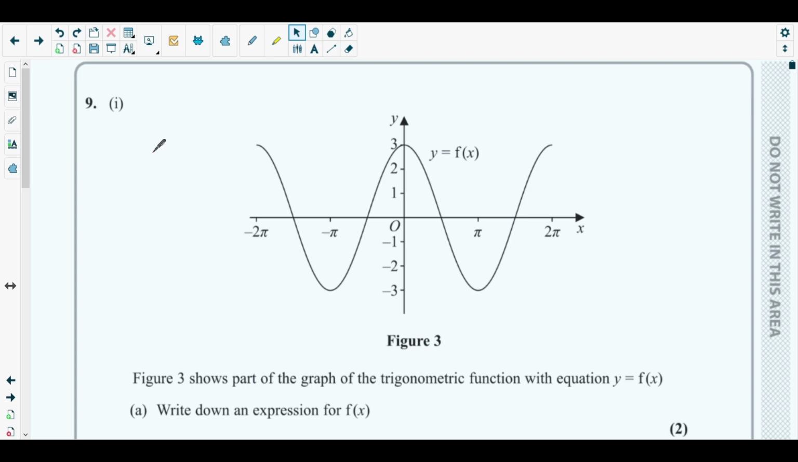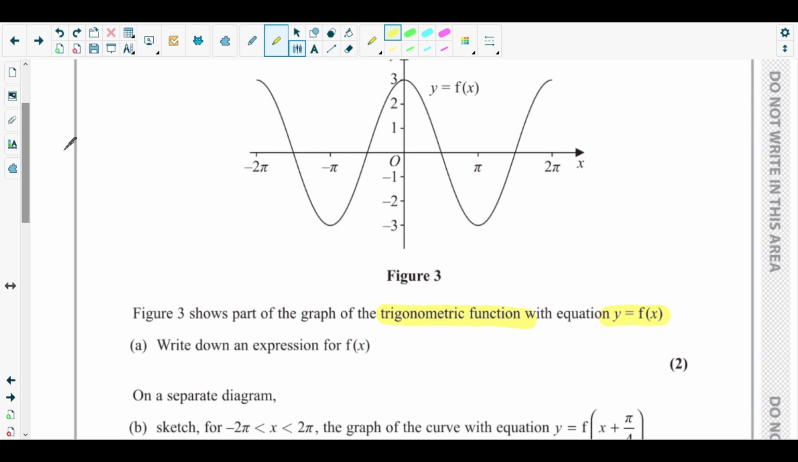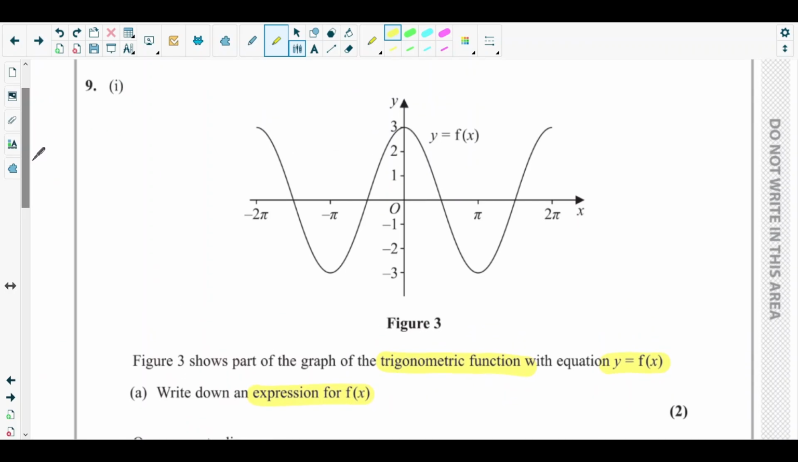At first, part 1. Here you can see a figure 3. It shows a trigonometric curve. So figure 3 shows a part of the trigonometric function with equation y equals f of x. Part A of 1 is asking to write down an expression for f of x. We can see the graph of f of x in figure 3, it's given. So now we need to write the expression for f of x.